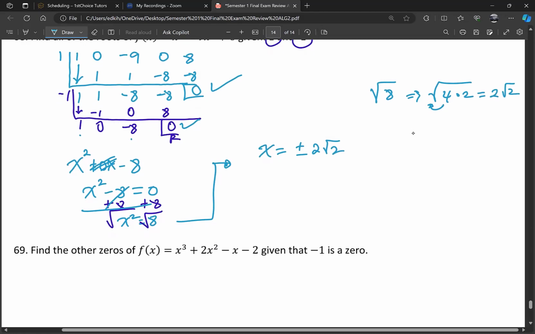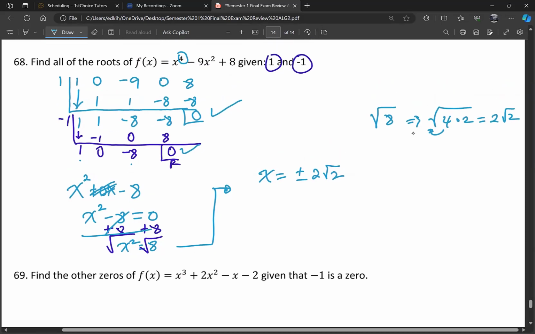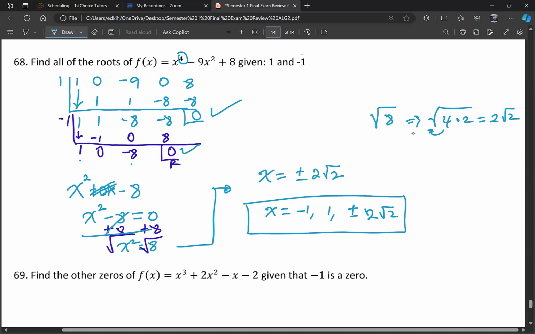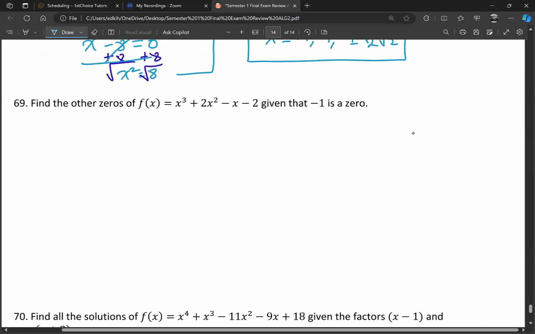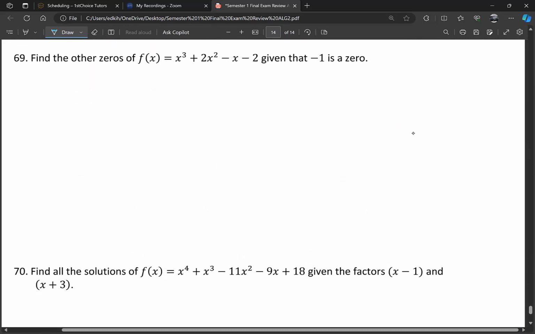Now, since we are being asked to write all the roots, we've got to list all the roots. So the first answers, the ones that we were given, were -1, comma 1. Those came from the question. They were given those as roots. And then we just found 2 others, plus or minus 2 root 2. 4 answers, which we should have had 4 answers, and we do have 4 answers. Okay, y'all. Well, we have just 2 more questions. Bear with me here. We are almost done.